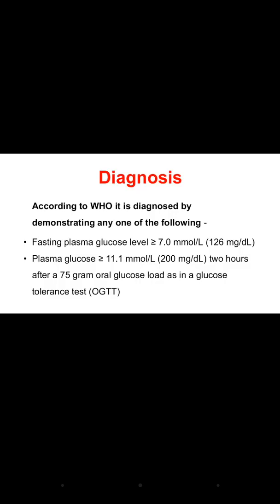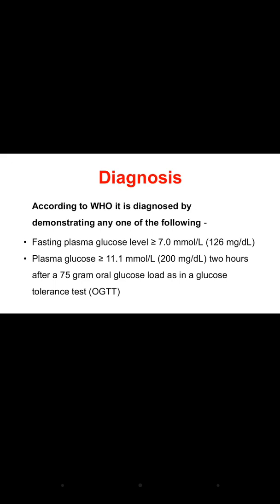Now, how to diagnose diabetes mellitus? According to the WHO, there are 4 tests which are done, but any one of the following may show that the person is having diabetes mellitus. If the fasting blood glucose level is more than or equal to 7 millimole per liter or 126 milligram per deciliter, or plasma glucose is equal to or more than 11.1 millimole per liter, that is 200 milligram per deciliter, 2 hours after a 75 gram oral glucose load, as in a glucose tolerance test.